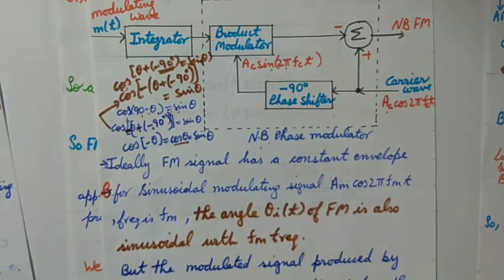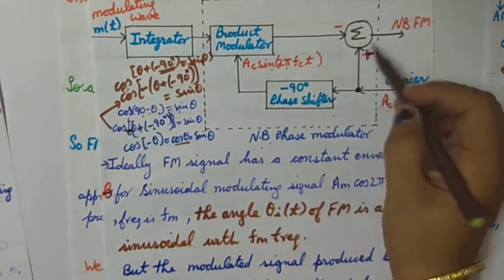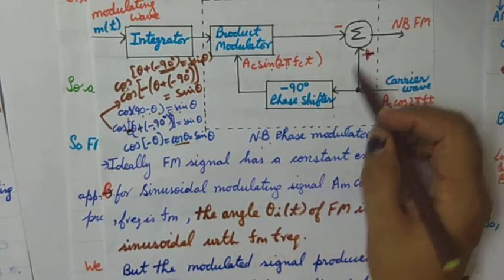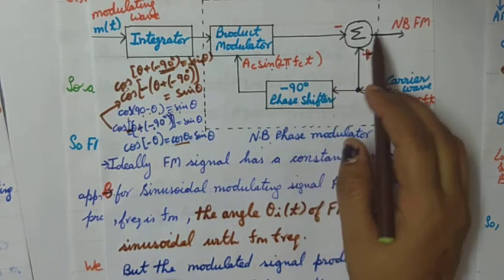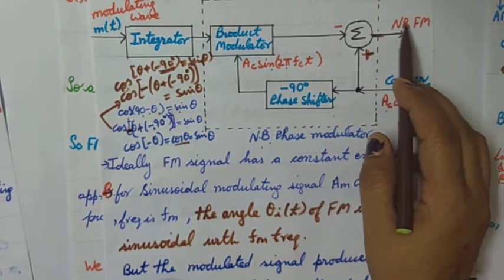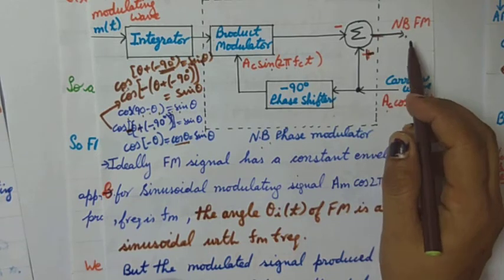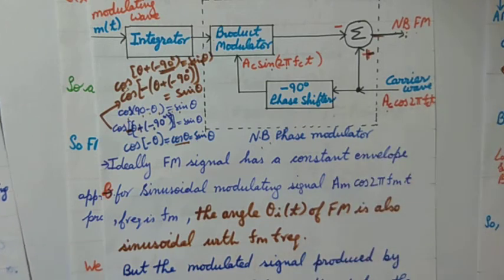So the first term was the carrier, it is going with the plus sign. This is the summer, this is going with the plus sign, and the product of these two signals is going along with the minus sign inside the adder, and then at the end of the circuit we get the narrowband FM signal. So this is how we obtain the block diagram from the equation of a narrowband FM signal.